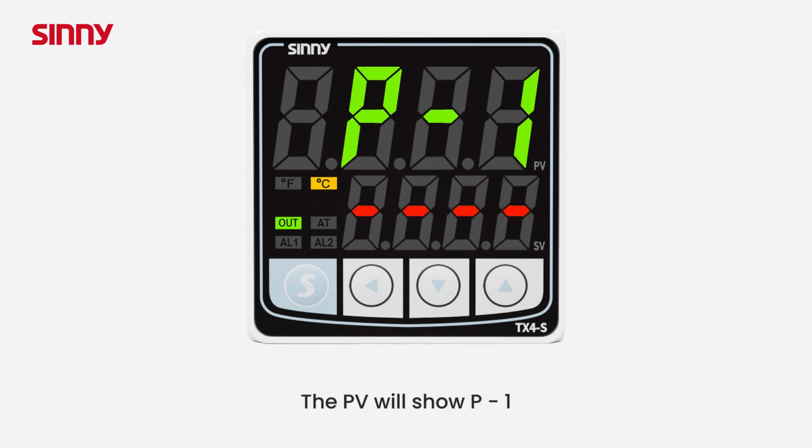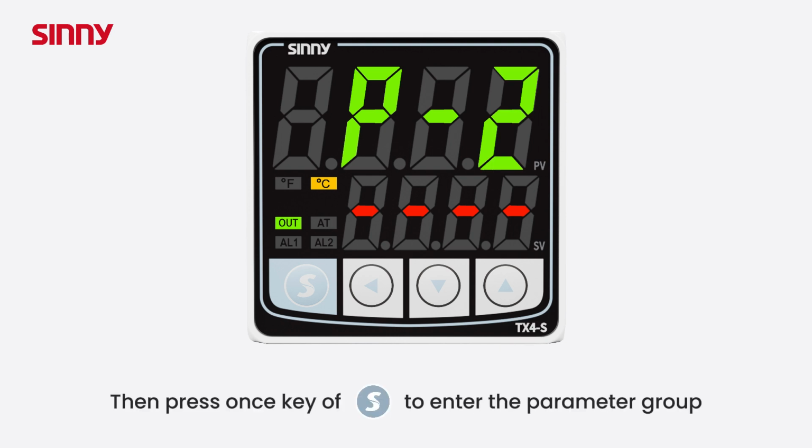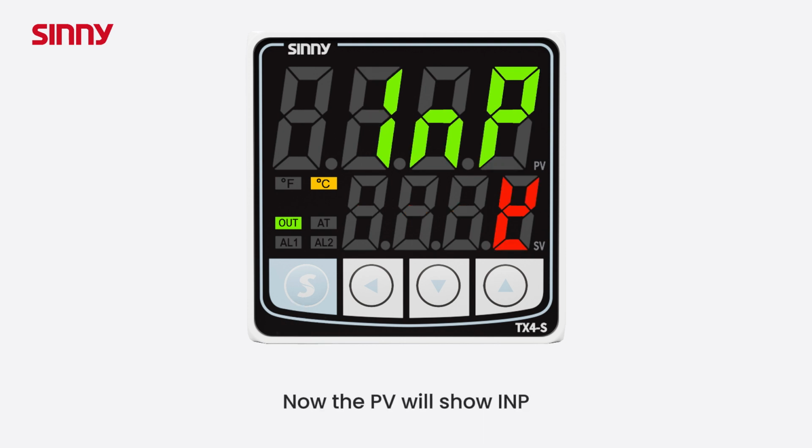The PV will show P-1. Then press the key of up once. The PV will show P-2. Then press the key of set once to enter the parameter group. Now the PV will show INP. This parameter is for changing the input type.